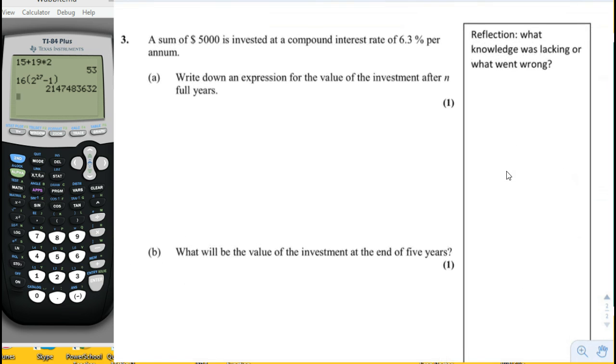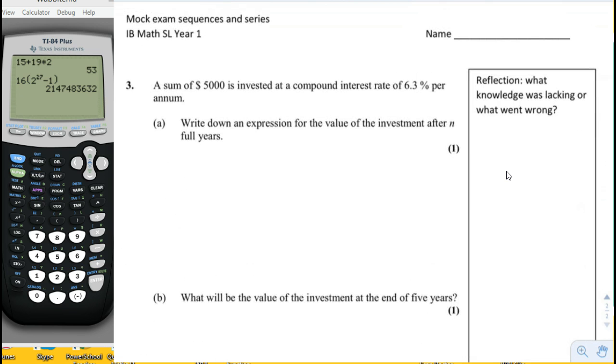All right, last one. Compound interest. And remember, compound interest has a slightly different formula from the regular geometric sequence. It's un plus 1 equals u1 times r to the n. Okay, so a sum of $5,000 is invested at a compound interest rate of 6.3% per annum. Okay, now let's think. What is R if the interest rate is 6.3%? Remember, we multiply the 6.3% times 0.01 to get 0.063, and then we add it to 1. And that is the multiplier.